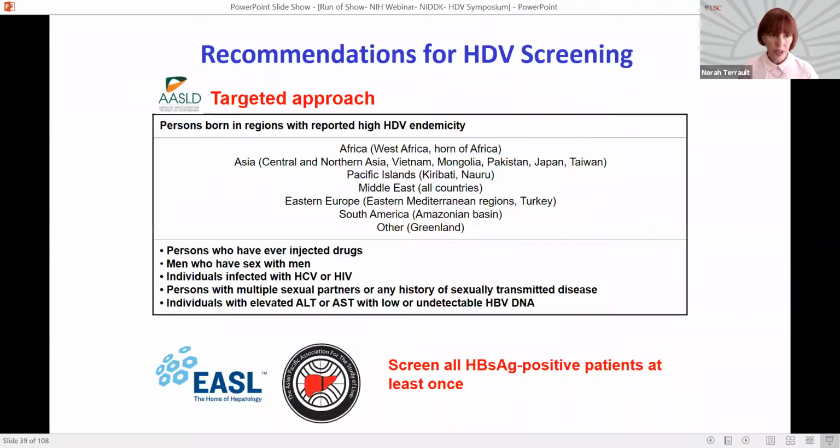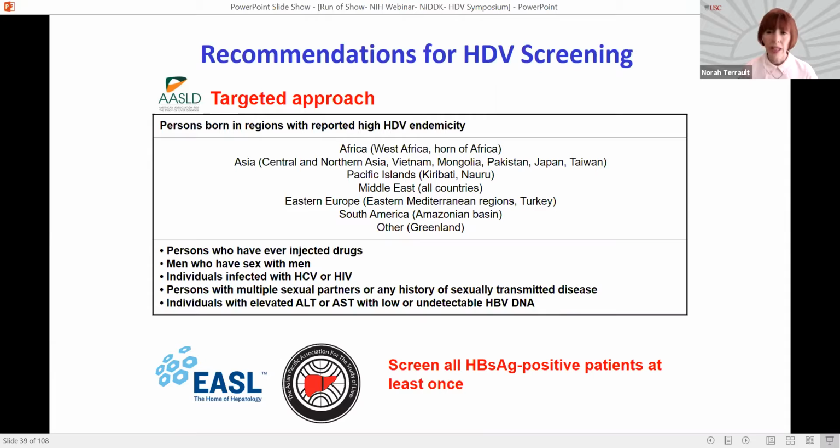Next. So in terms of recommendations for HDV screening, there are differences between the national societies. The AASLD thus far has recommended a targeted approach. And by that, I mean they recommend screening based on country of origin and based on risk factors. That's in contrast to EASL and APASL, where they recommend screening of all hepatitis B surface antigen positive patients at least once.